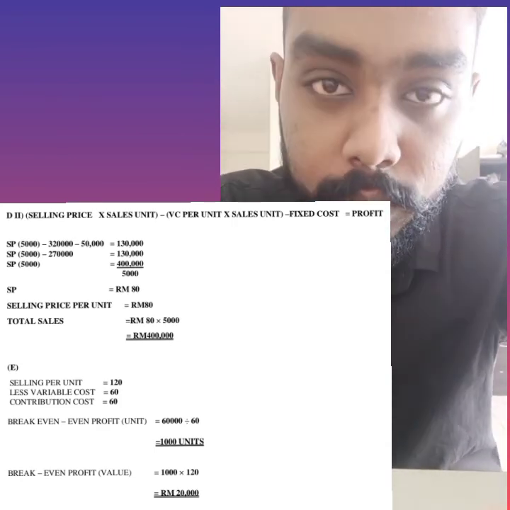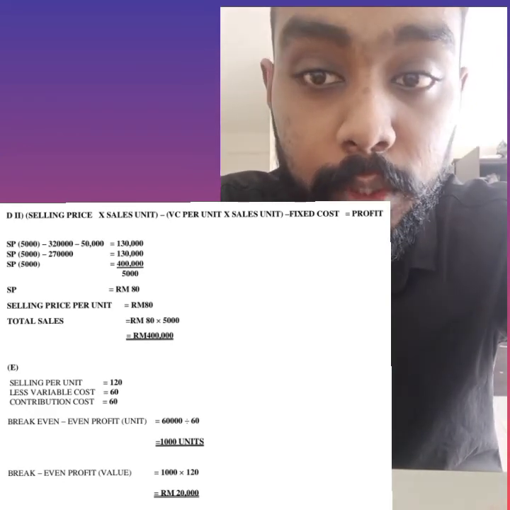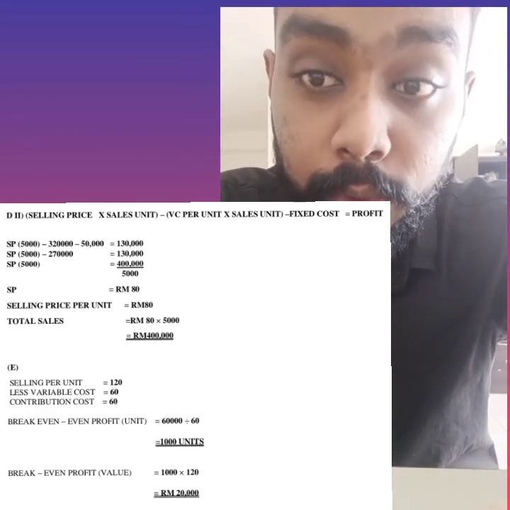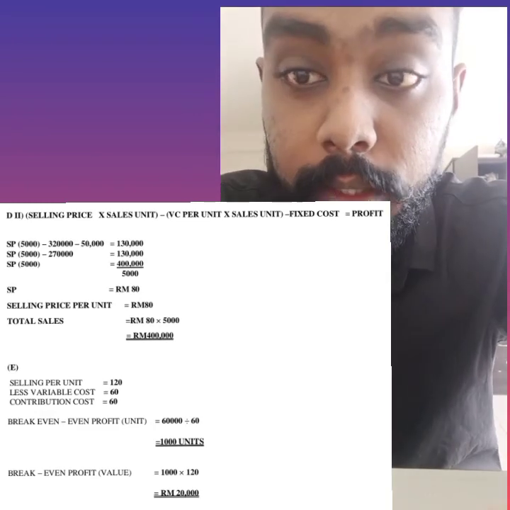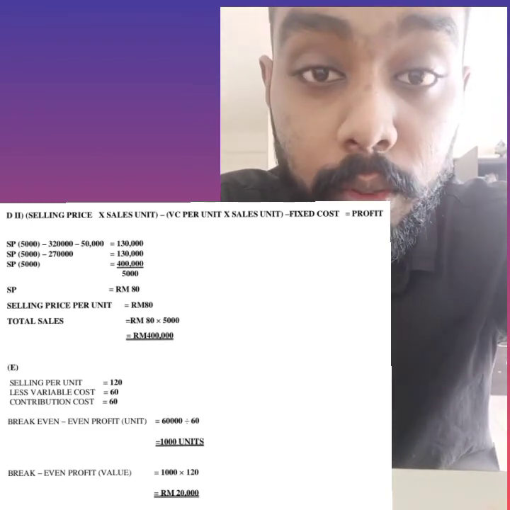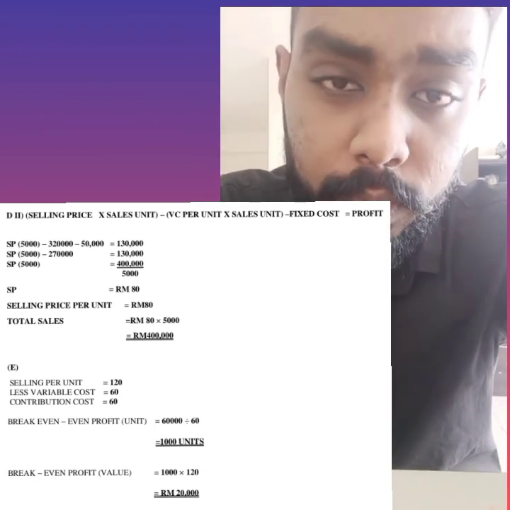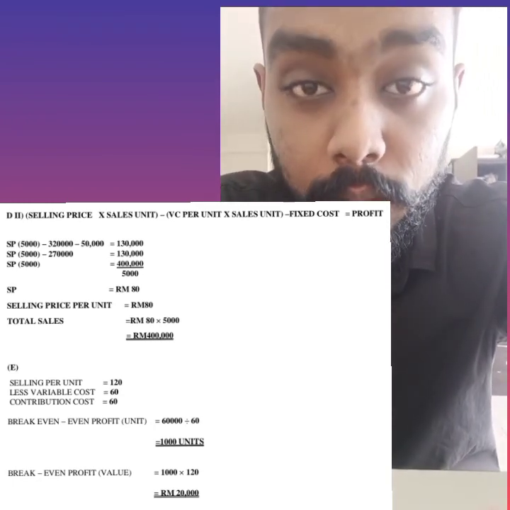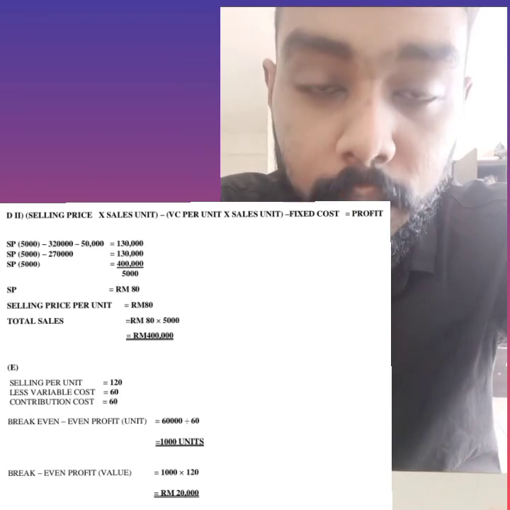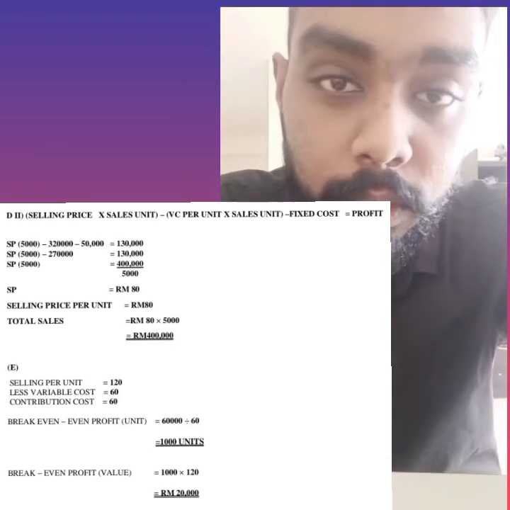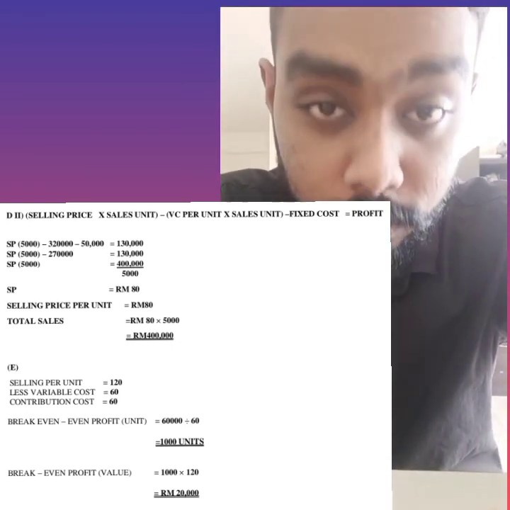So that will be the total sales. And the next is selling price per unit 120, less variable cost 60, and contribution margin 60. We need to find the break-even profit units, which is 60,000 divided by 60. If we divide 60,000 by 60, we will get 1,000 units.